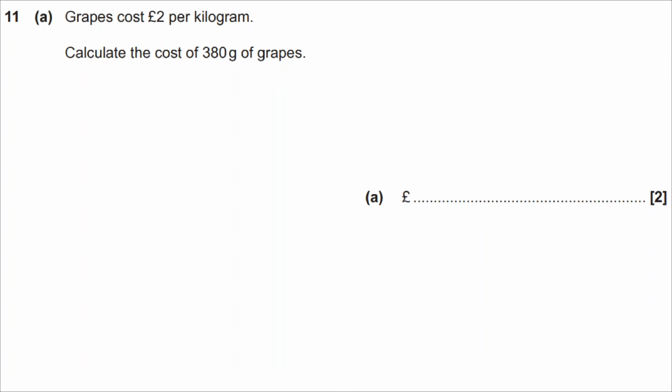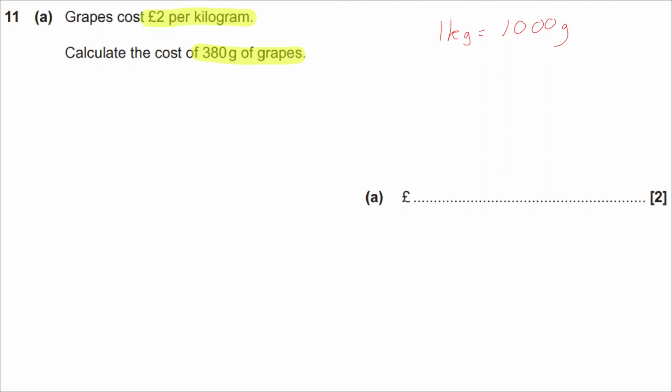Good. 11A. Grapes cost £2 per kilogram. Okay, and then calculate the cost of 380 grams of grapes. Again, another ratio question. They're going ratio crazy. What I noticed here is you've got kilograms here and you've got grams down here. You need to know that 1 kilo is equivalent to 1,000 grams. You want to get things into the same unit.